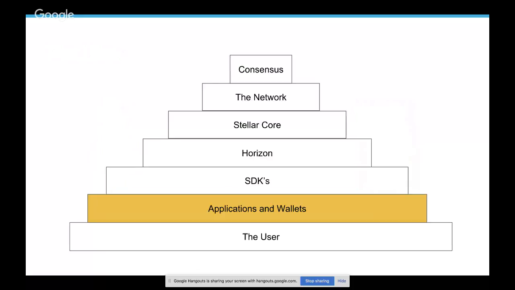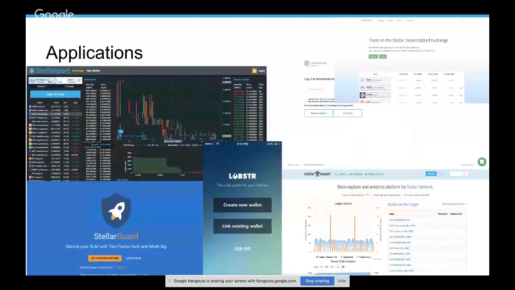So how would Alice and Bob interact with the Stellar network? Well, there would be applications and wallets. As you can see here, here are some of the different applications on Stellar. These are a little bit of a different sort of use case than what Lisa was talking about. You can see here an example of an interface to the Stellar Decentralized Exchange.